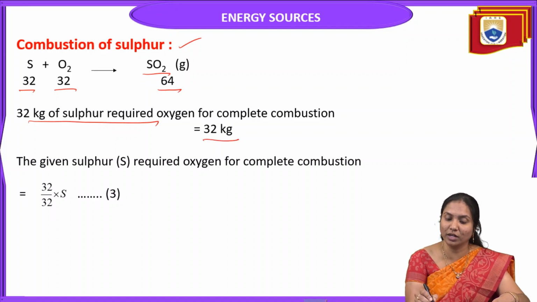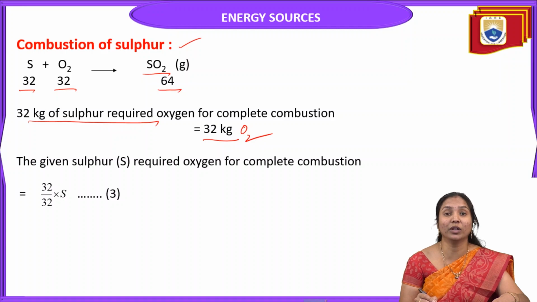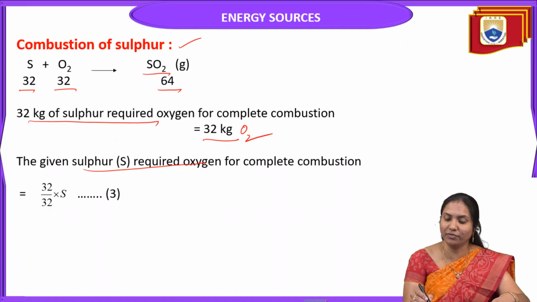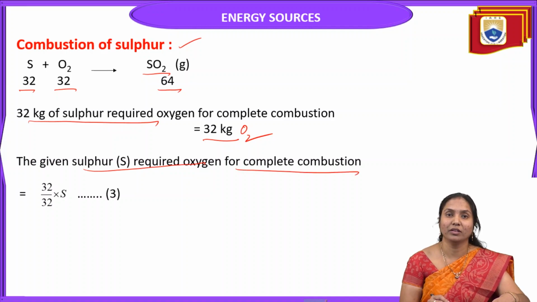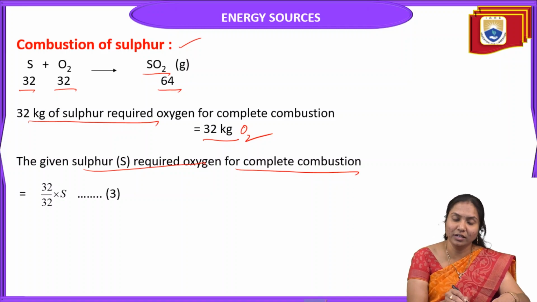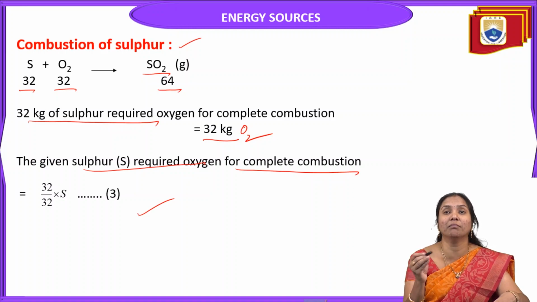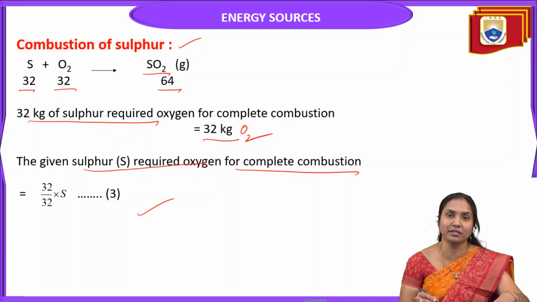It is equal to 32 kilograms of oxygen. So for S amount of sulfur in the fuel, the oxygen required for complete combustion is 32 by 32 into S. So in all these cases, first we write down the reaction. After that, how much oxygen is required for complete combustion of fuel, we can easily identify by taking the weights of substances.